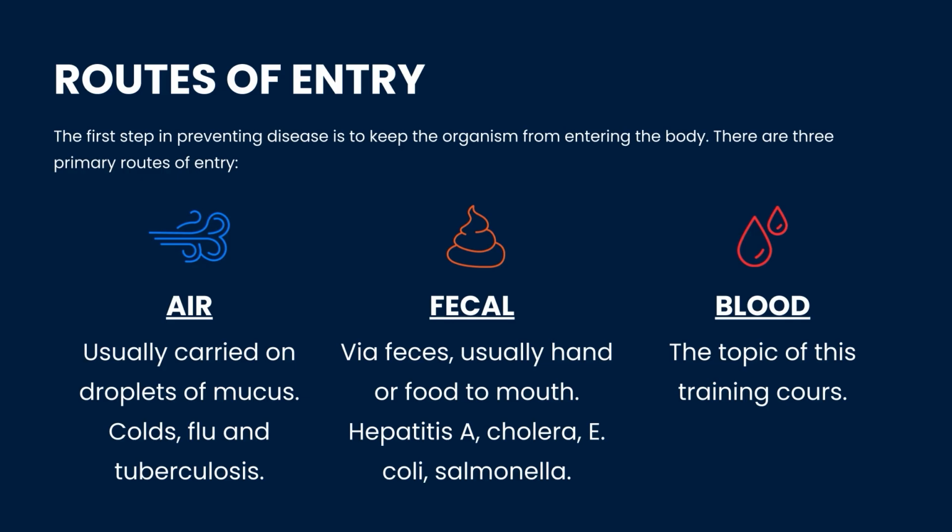The first step in preventing disease is understanding how it enters the body. Bloodborne pathogens can enter through several routes, including breaks in the skin, mucous membranes such as the eyes, nose, or mouth, and through puncture wounds from contaminated sharps. Recognizing these entry points is critical for preventing exposure.